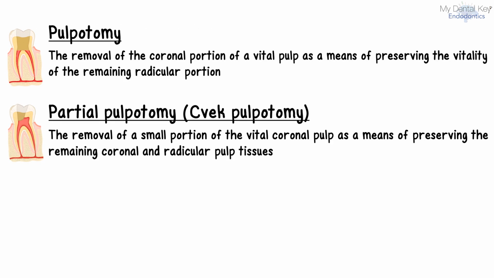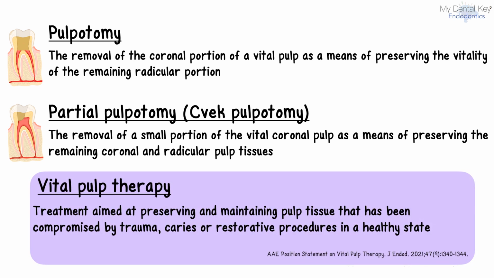Because portions of the vital pulp remain and may be preserved or maintained, pulpotomies are considered vital pulp therapy, the aim of which is to preserve and maintain the pulp tissue in a healthy state. Vital pulp therapy is one treatment option for treating asymptomatic carious pulp exposure in vital teeth.